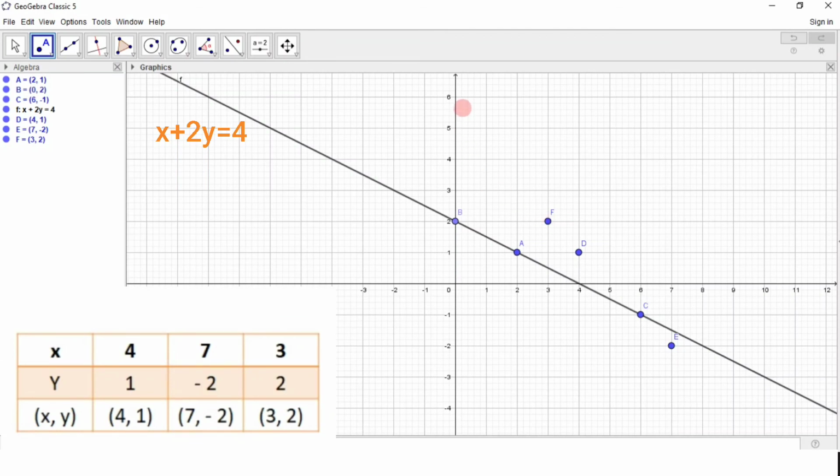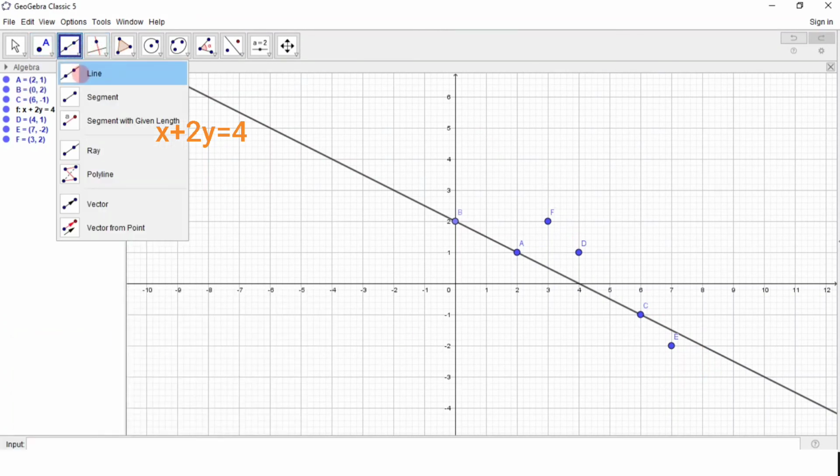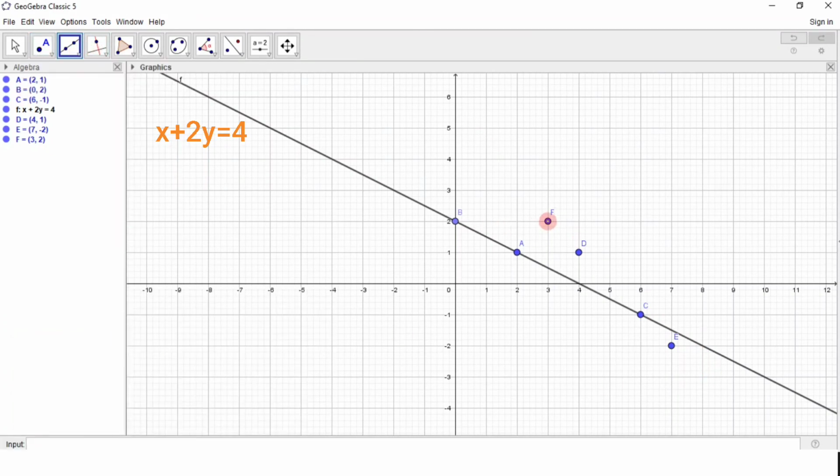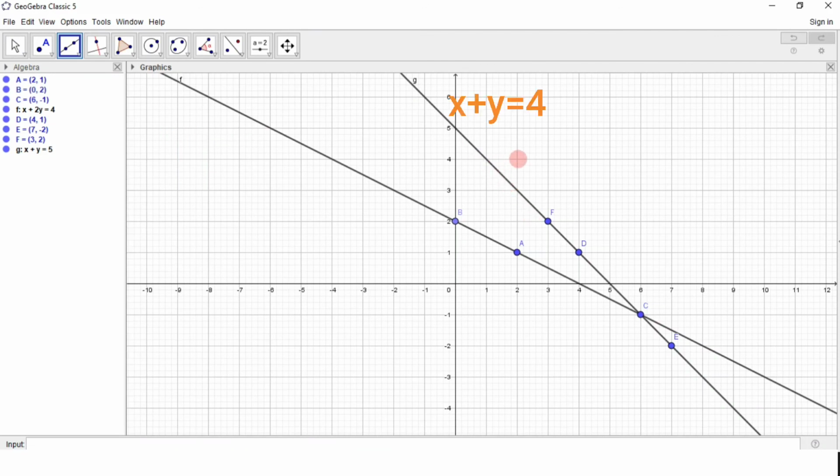Now again we have to draw one line which passes through all these 3 points. So for that, again choose the line option, then click on point F and then on point E. So this line is the graph of the second equation, x + y = 5. Now we have to find the solution of these two equations by using these two graphs.